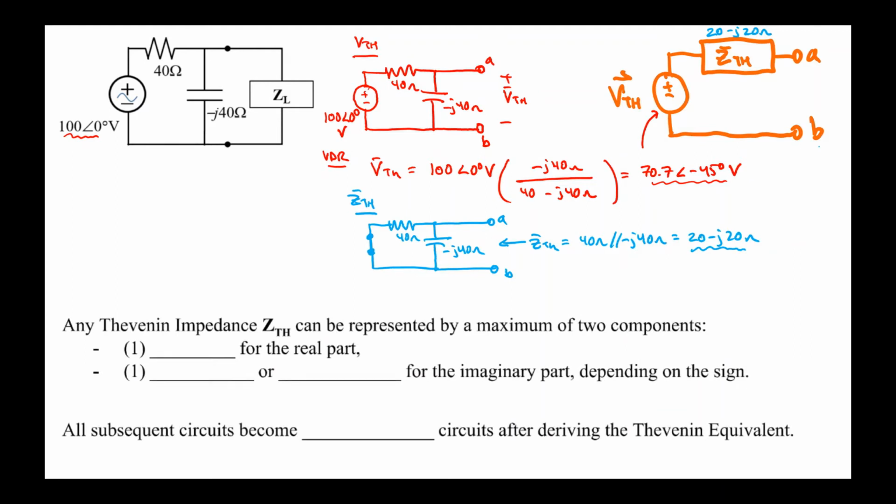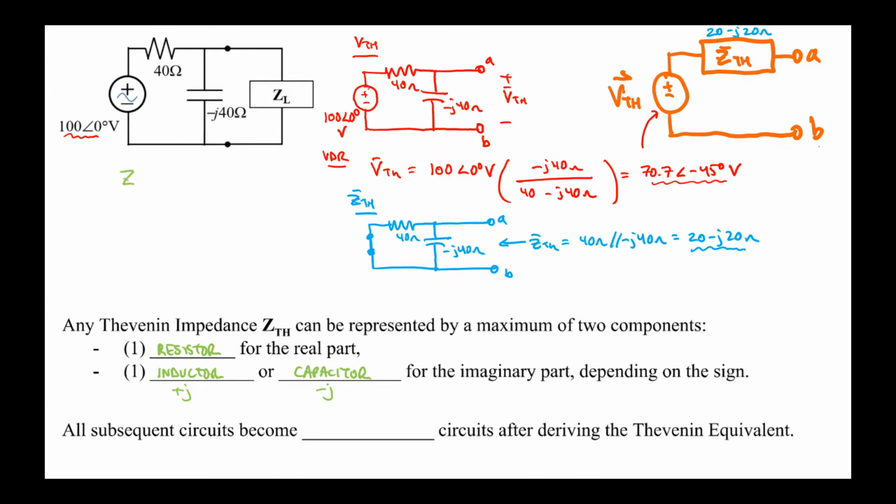Now that we have a Thevenin equivalent circuit with Zthevenin, let's talk about how we could represent Zthevenin with components. Any Thevenin impedance Zthevenin can be represented by a maximum of two components, one resistor for the real part, and one inductor or one capacitor for the imaginary part. This will depend on the sign of the imaginary part of the impedance. Inductance is associated with positive imaginary impedance, and capacitors are associated with negative imaginary impedance. These impedances must be in series since the Thevenin equivalent circuit is always in series.